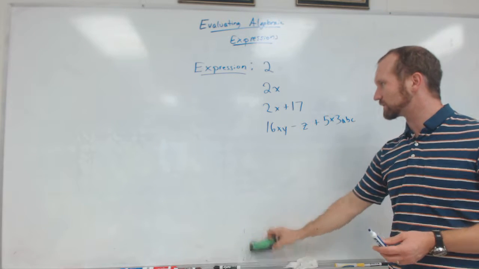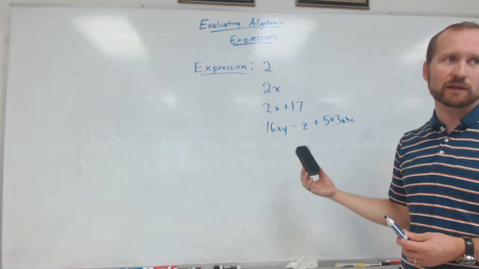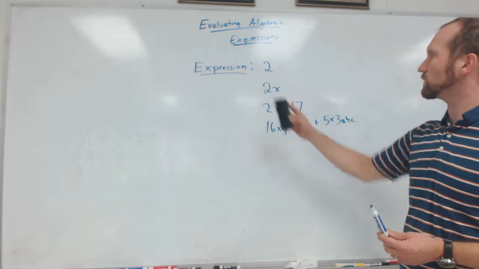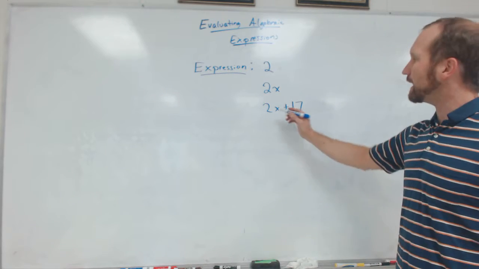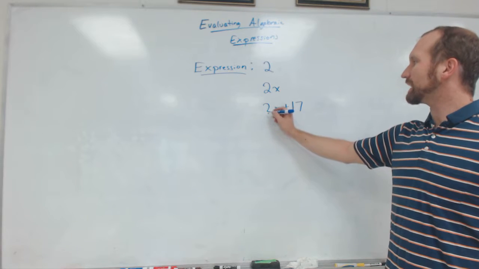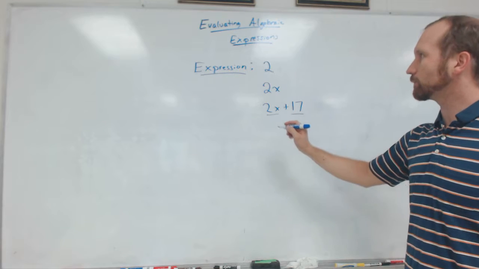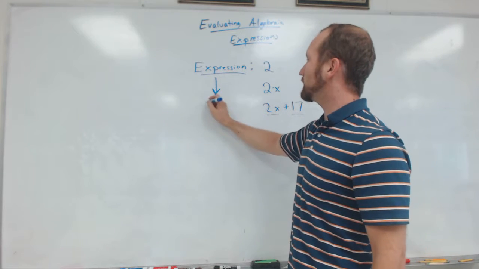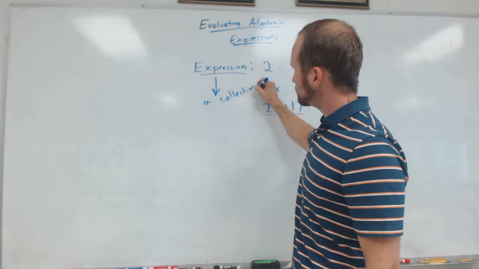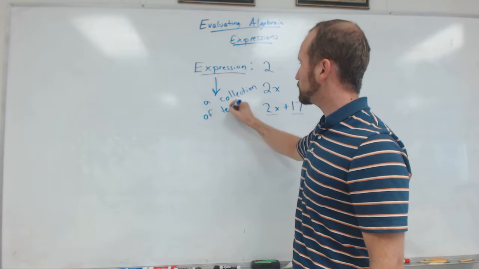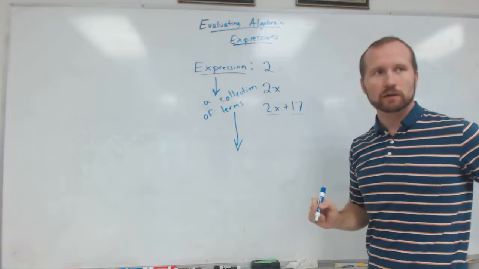Expressions, this is kind of a silly example here. It's kind of long and nonsensical. It's got a lot of different things in it. But expressions are collections of terms. So they're made up of terms. And when we say a term, we mean something like 2x or 17. So if an expression is a collection of terms, then we have to ask, well, what's a term?